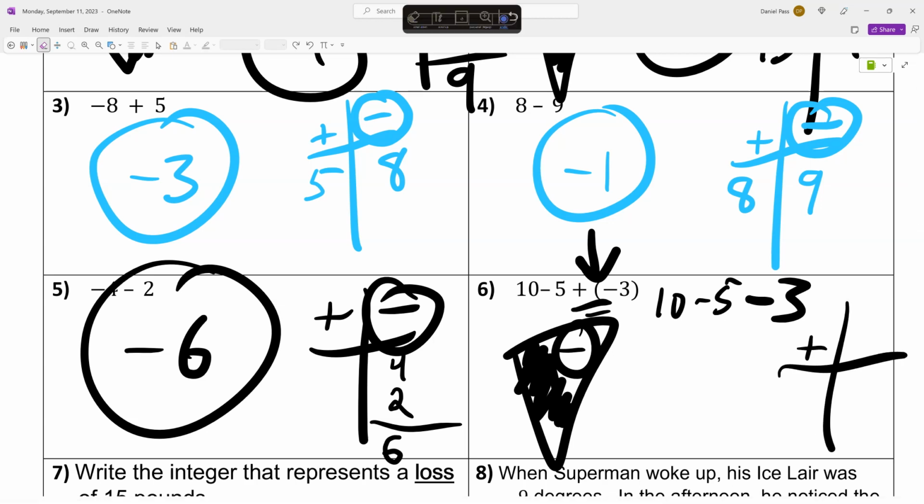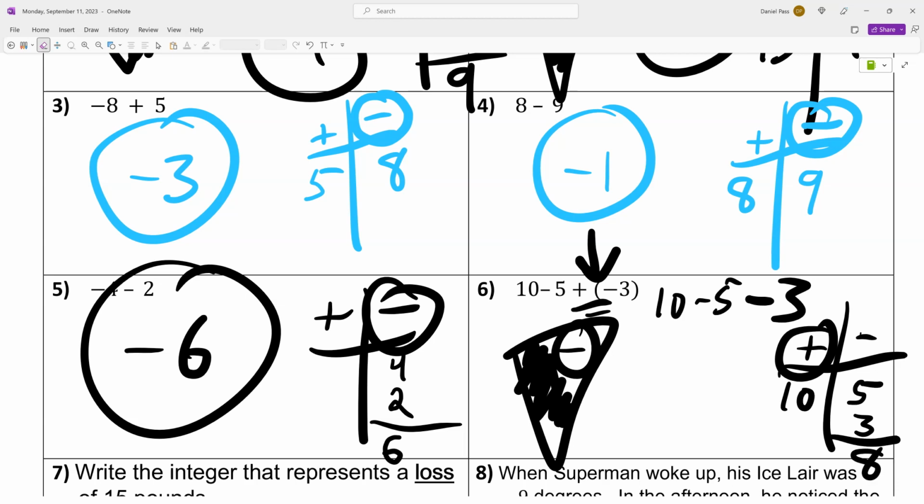You put positive 10, negative 5, and negative 5 again. Then 5, 3, negative 3. And the good guys win, but we need to do something else first. Add the 5 and the 3, and we get 8. So good guys win. And it's 10 minus 8, which gives you 2. So it's positive 2.